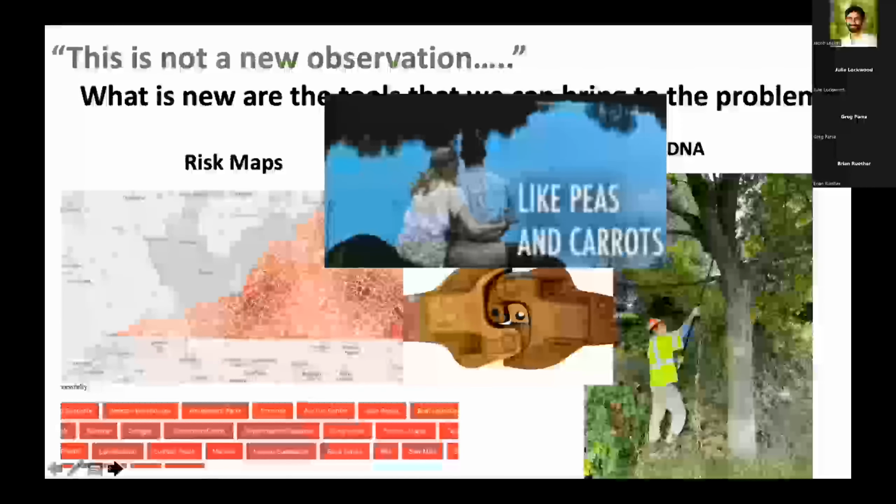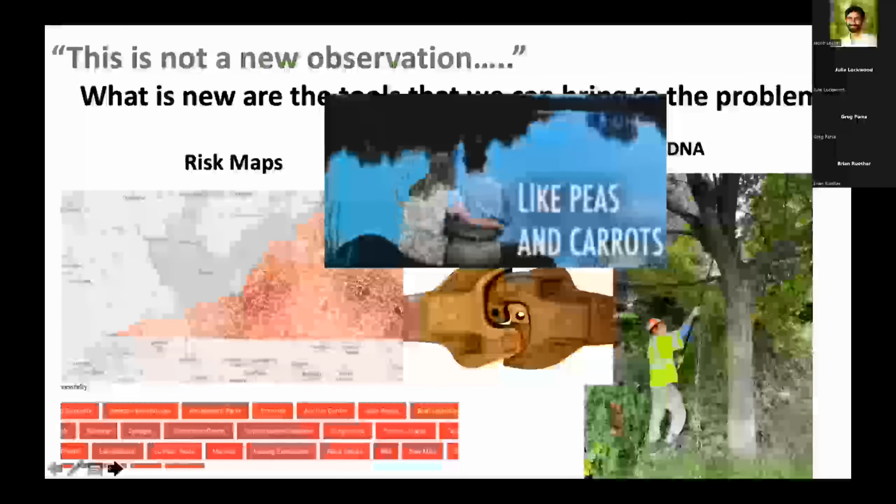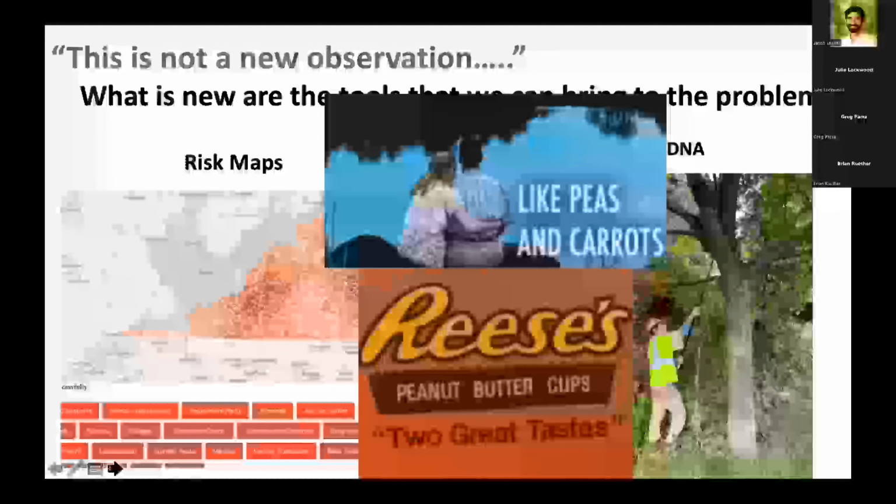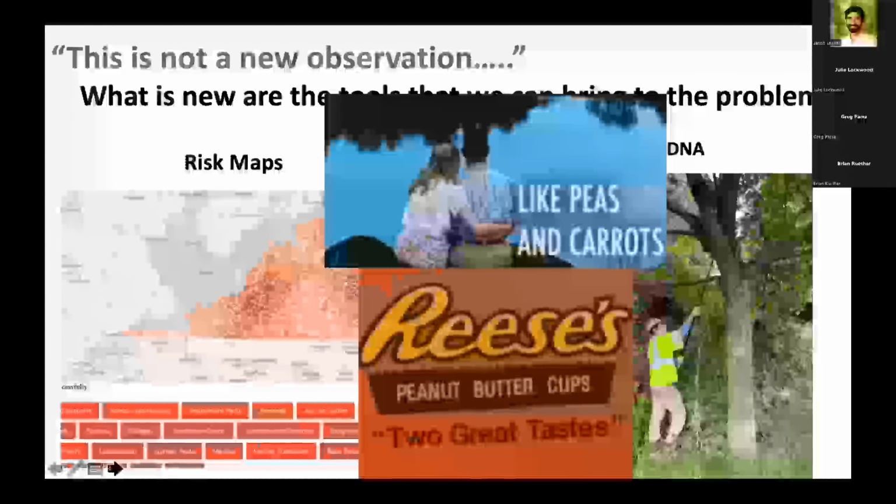So, if you're still feeling happy from Thanksgiving, then you can be romantic and think of the two things, risk maps and eDNA, like peas and carrots. But if you're just hungry because it's getting close to lunch, it's just peanut butter cups. Two great tastes that taste great together.